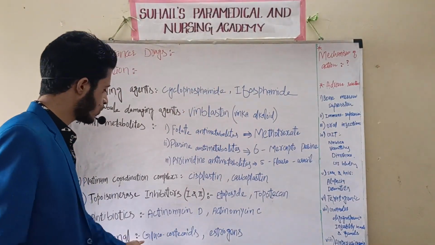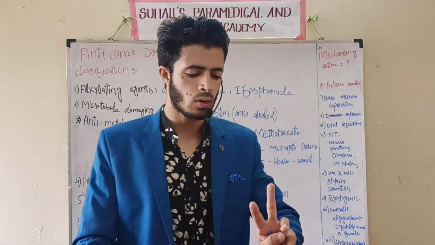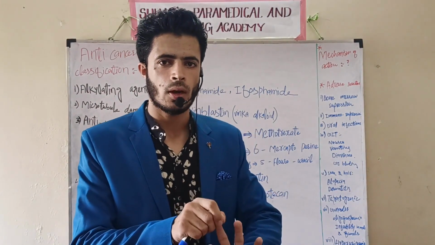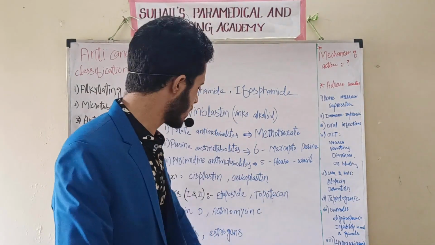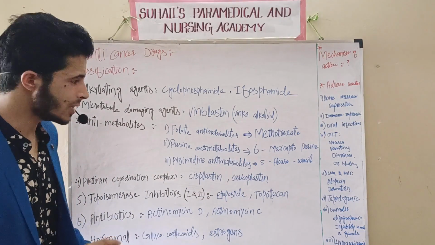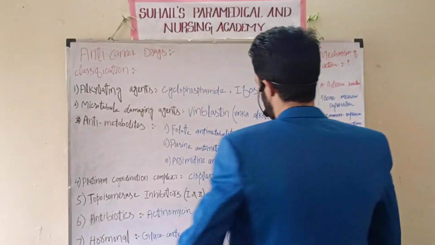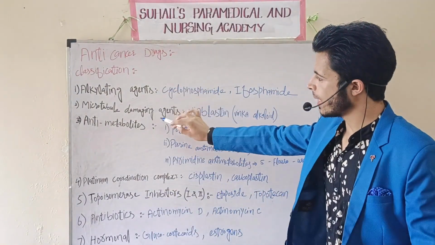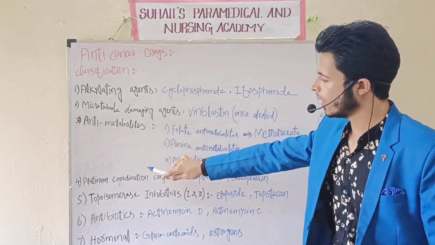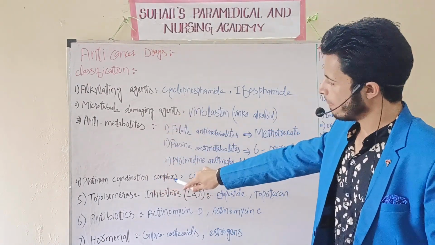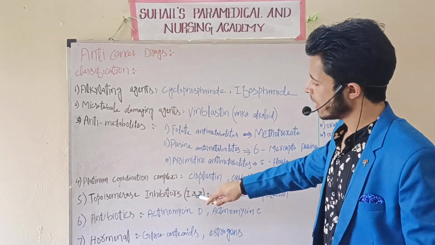Another is hormones. In hormones, what will we remember? We will give glucocorticoids, androgens, and estrogens. So this is the classification. How do you remember the classification? Alkylating agents, microtubule damaging agents, antimetabolites, platinum coordination complexes, topoisomerase inhibitors first and second.